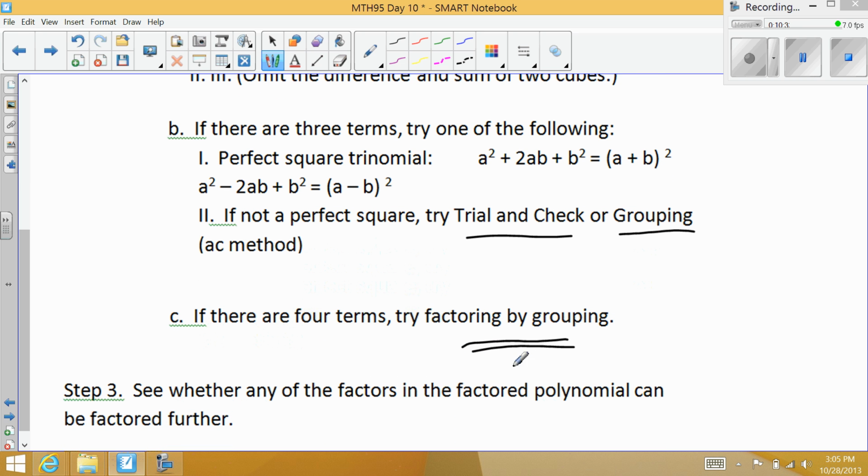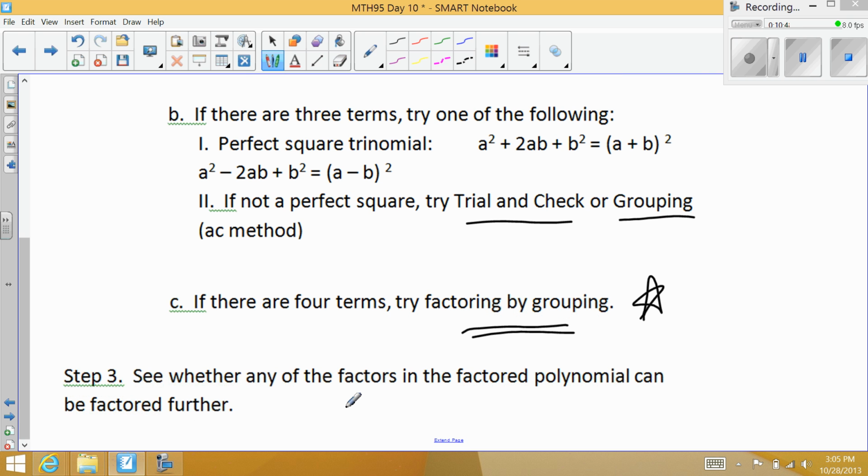If there are four terms, again, try factoring by grouping. This one is pretty easy to do, but everyone seems to forget when it comes to the test that you can factor by grouping. So just keep reminding yourself, if there are four terms, factoring by grouping. Once you have factored a problem, sometimes you can take them a little further. Sometimes your factor will still contain a perfect square that you can take a little further.